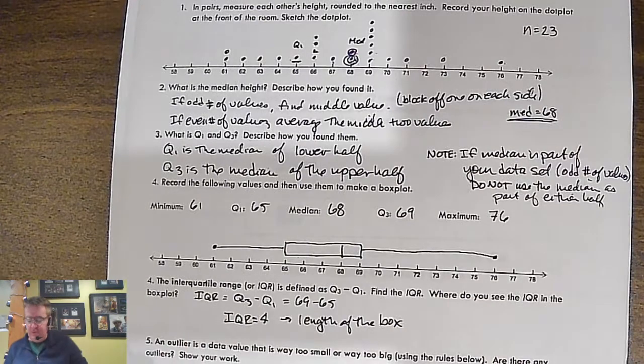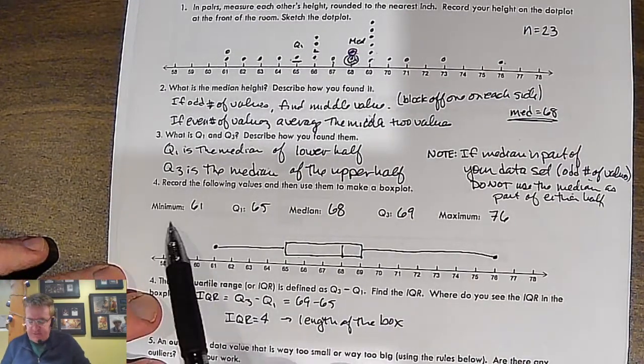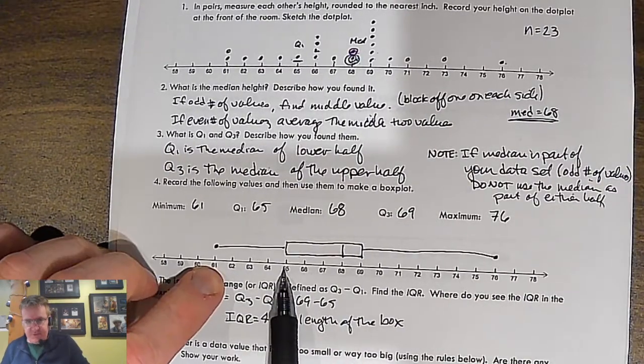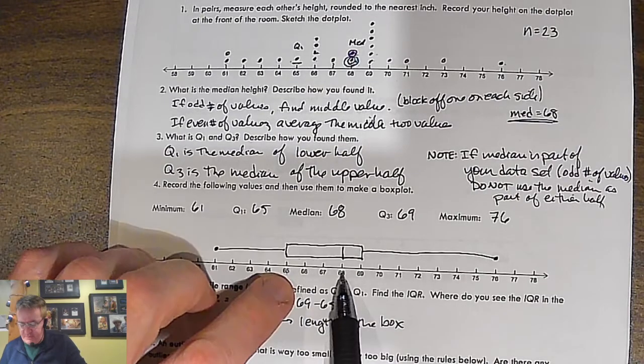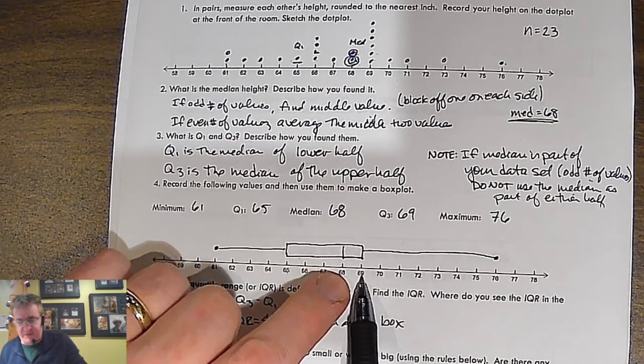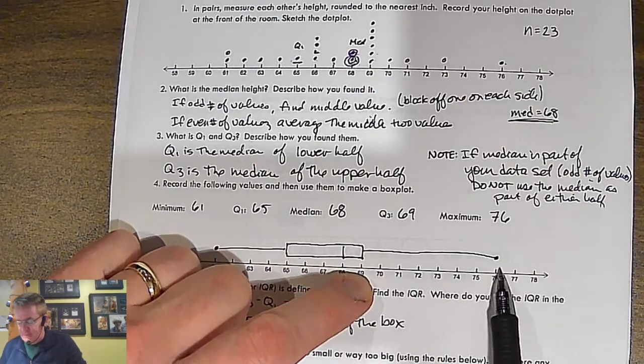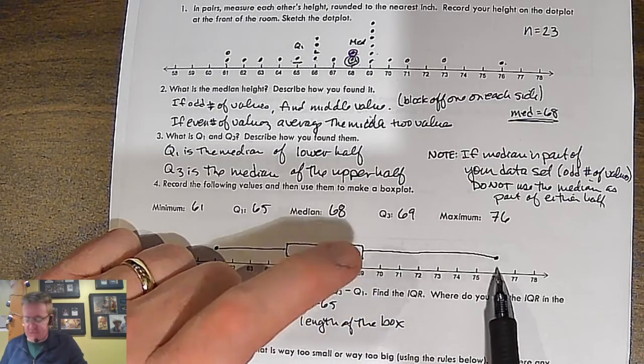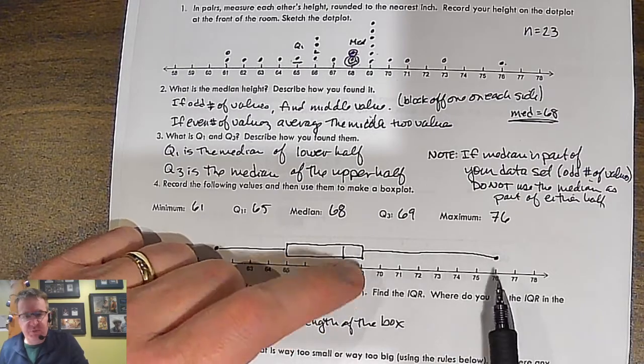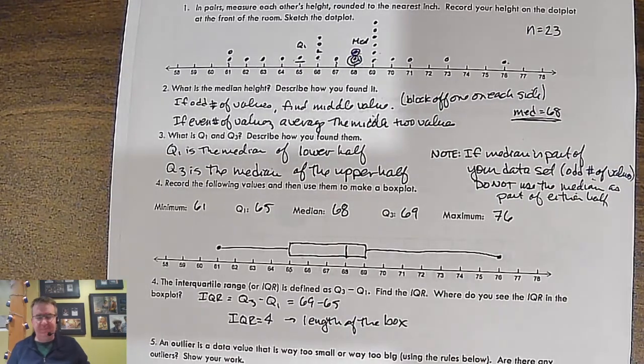Now, remember, since these are quartiles, 25% of my data is falling between 61 and 65, 25% of my data is falling between 65 and 68, 25% of my data falls in between 68 and 69, and 25% of my data runs from 69 to 76. Okay, so it's all broken down like that.